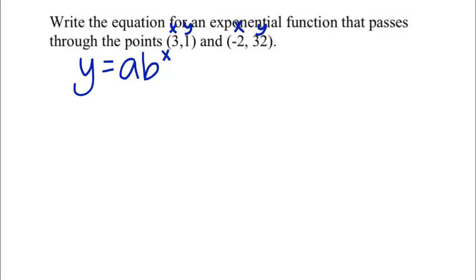So the first piece of information tells us when x is 3, y is 1. Which can be represented by writing 1 equals ab cubed. When x is 3, y is 1. I just plugged in both of those things. Let's do that for the other point. When x is negative 2, y is 32.